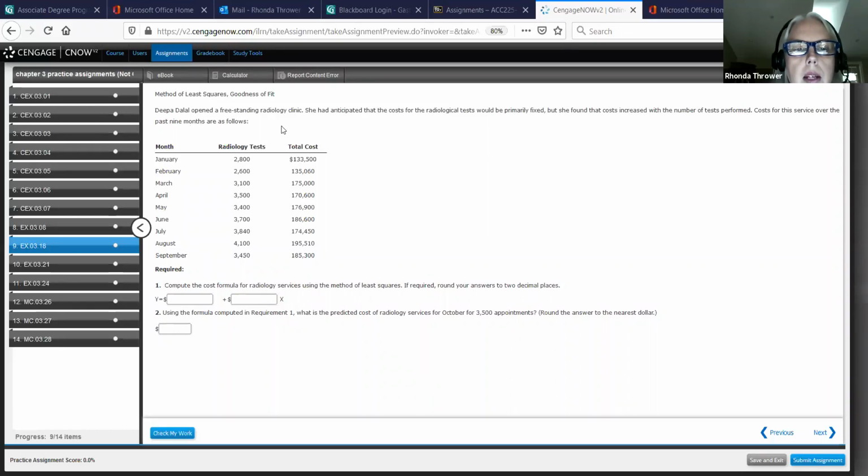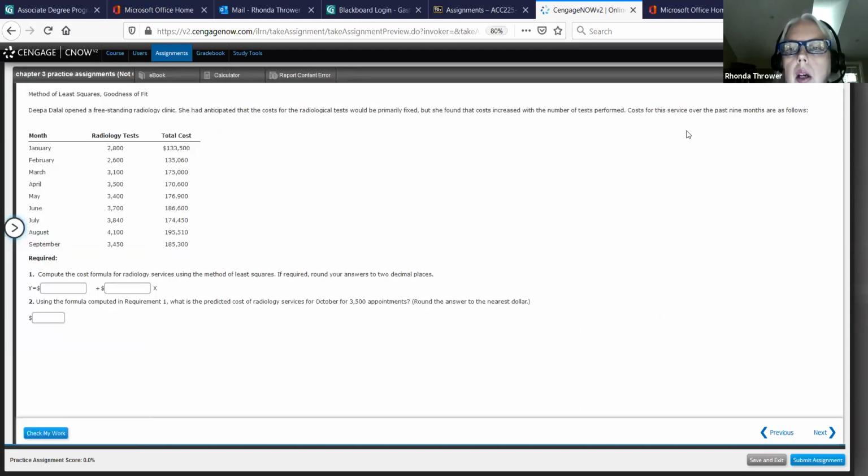Deepa Dowdle opened a freestanding radiology clinic. She had anticipated that the cost for the radiological test would be primarily fixed, but she found that the cost increased with the number of tests performed. Costs for this service over the past 9 months are as follows. What they've done is they've given you the number of tests that were done each month and the total cost of those tests. They've given you a range of months from January to September.